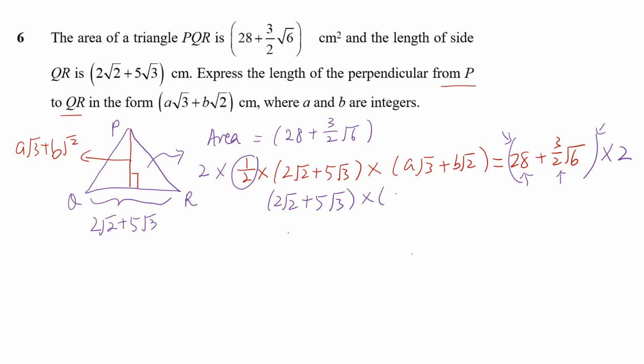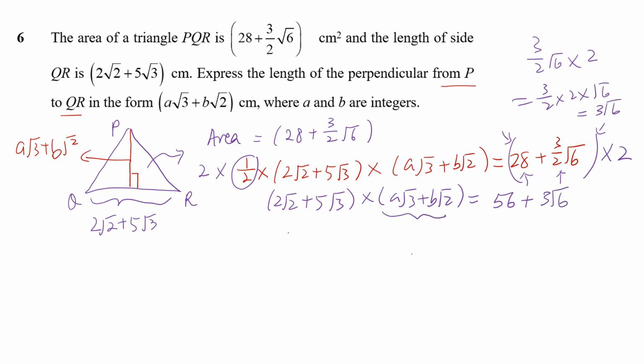Okay, and then times this. Right, that will give you 28 times 2, that is 56. 3 over 2 square root 6. 3 over 2 square root 6 times 2 means 3 over 2 times 2 times square root 6, which just gives you 3 square root 6.